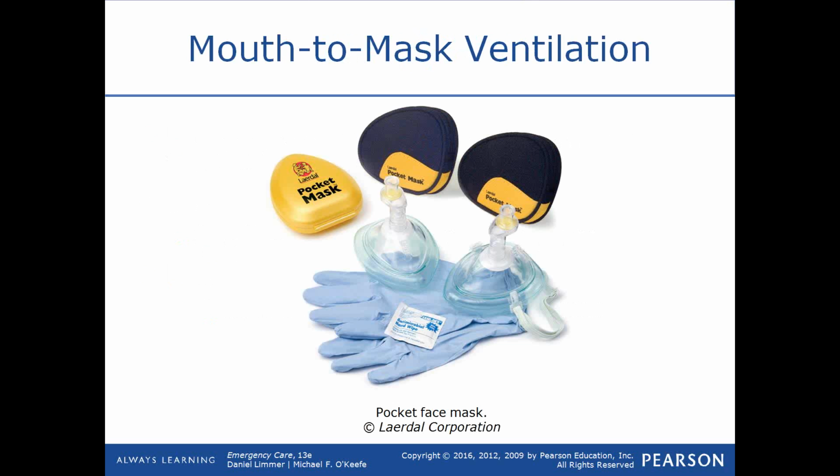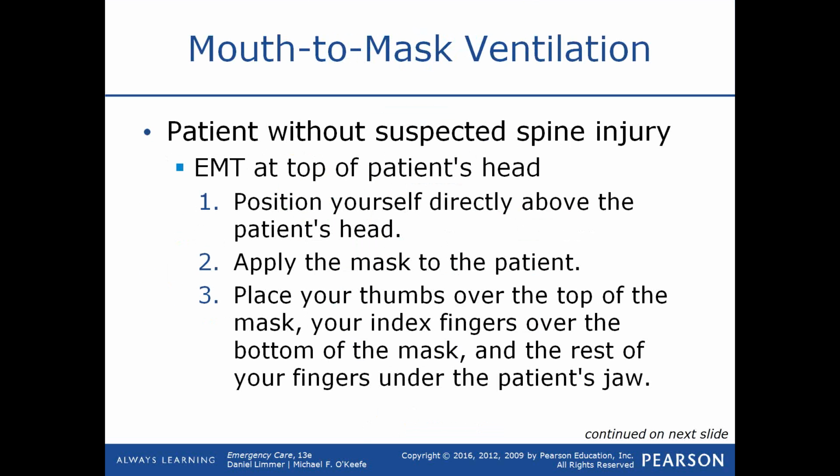Mouth-to-mask ventilation occurs when you use your mouth and a mask to provide oxygen to a patient in respiratory arrest. If the patient does not have a suspected spine injury, you're going to position yourself at the top of the head. You're going to apply the mask to the patient. The pointed part of the mask goes on the tip of the nose. You can place your thumbs over the top of the mask and your index fingers over the bottom of the mask, and then rest your remaining fingers under the patient's jaw. This is called the C&E technique.